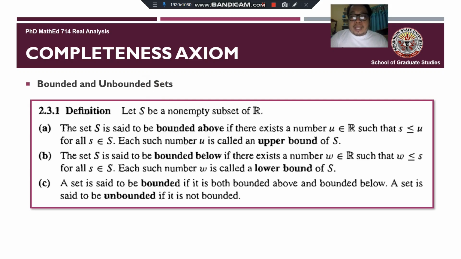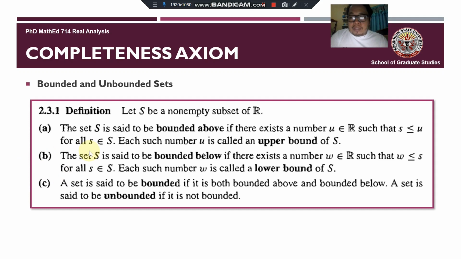So let S be a non-empty subset of R. For letter A, the set S is said to be bounded above if there exists a number U, an element of the set of real numbers, such that s is less than or equal to U for all s an element of the set S. Now, each such number U is called an upper bound of S. So that is how we define bounded above, as well as the upper bound of S.